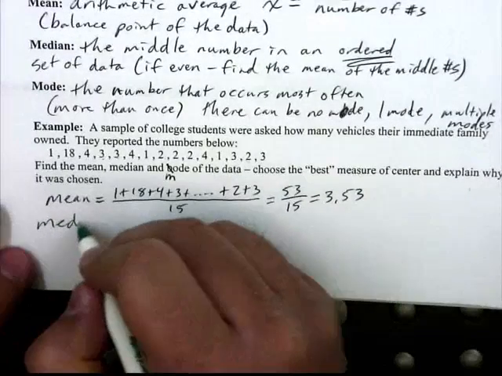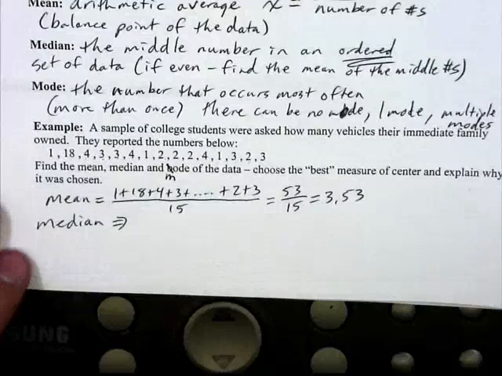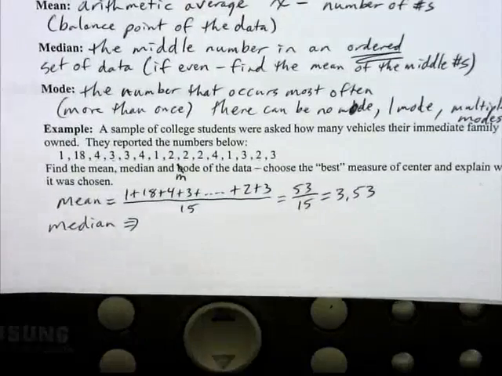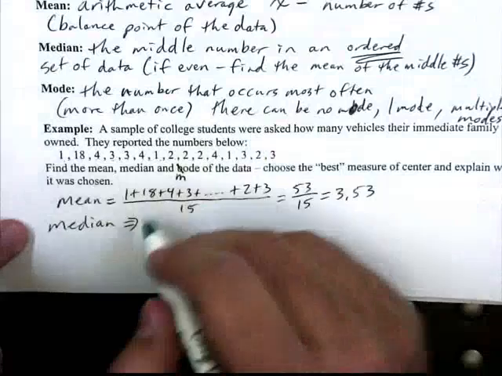If I want to look for the median, what I've got to do is start by putting all of those numbers in order. So when I look at those, let's see, I've got 1, 2, 3 ones.